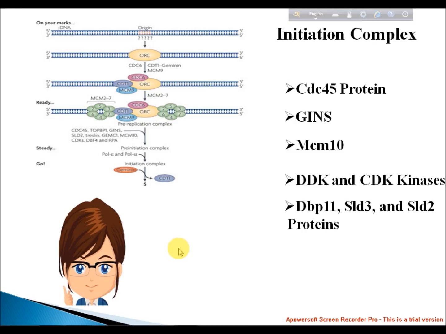Next is MCM10. MCM10 is essential for chromosome replication and interacts with the mini-chromosome maintenance 2 to 7 helicase that is loaded in an inactive form at origins of DNA replication. MCM10 chaperones the catalytic DNA polymerase alpha and helps stabilize the polymerase.